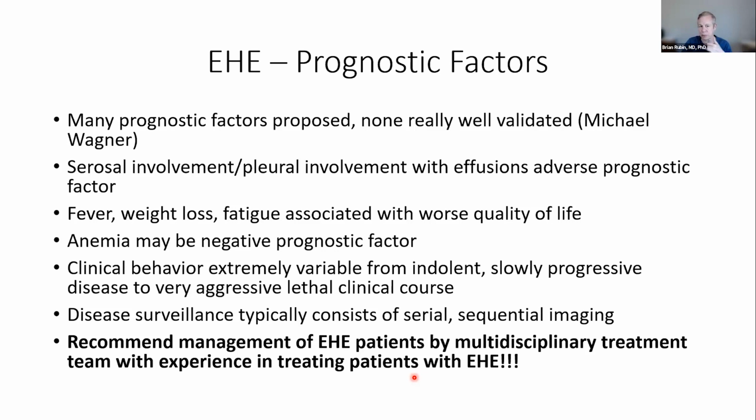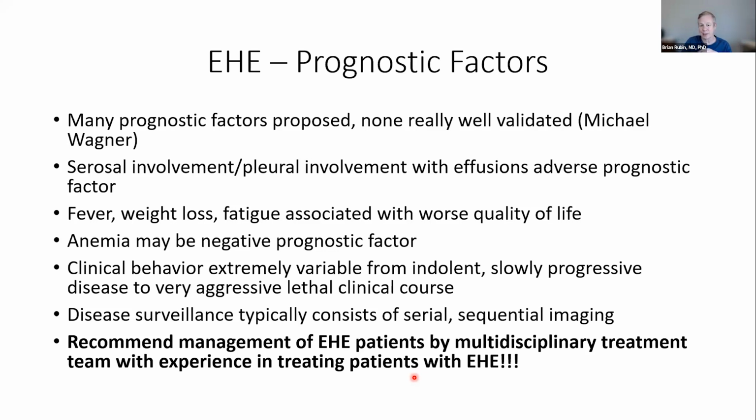As I mentioned earlier, serosal involvement of the pleura and abdomen are adverse prognostic factors usually associated with pretty rapidly accelerating disease. But it's difficult for us at this point to predict who is going to progress and who isn't, and predicting things like absolute lifespan due to EHE, almost impossible at this point.